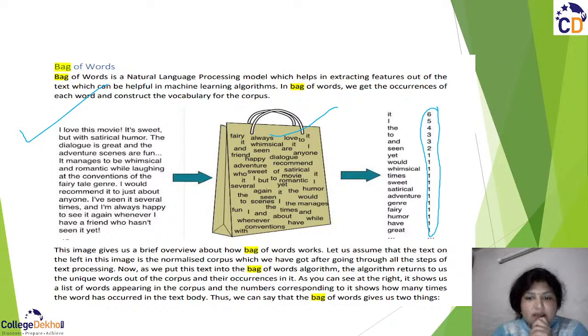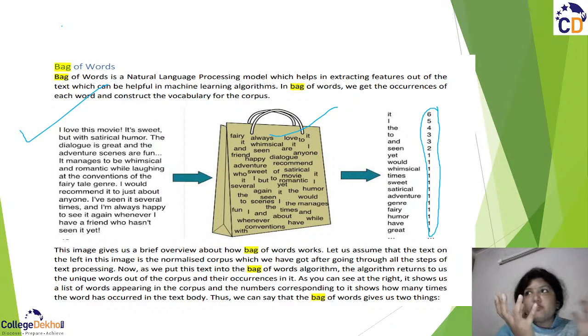As you see at the right, it shows us a list of words appearing in the corpus and numbers corresponding to it, showing how many times the word has occurred in the text body. Now suppose you have taken all the tokens out of your text normalization process, and you put those words into a bag of words.